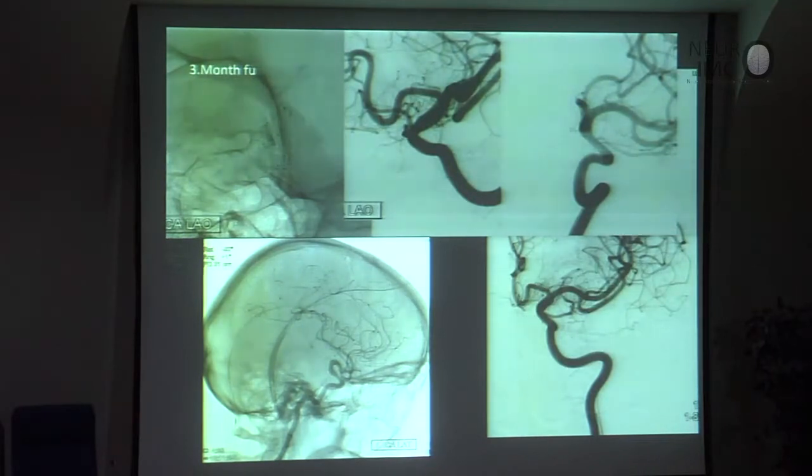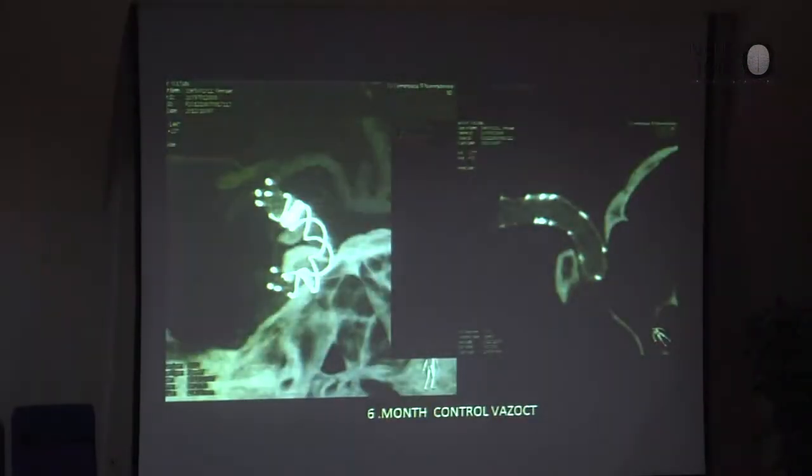The aneurysm totally disappeared. It is interesting, for the flow diverter group, we are really having a nice early occlusion of any kind of dissecting aneurysm and also the blister aneurysm. It is the observation. This is the 6-month follow-up.